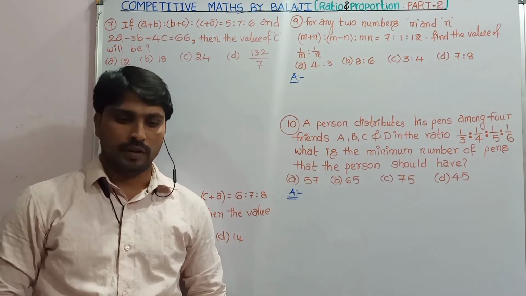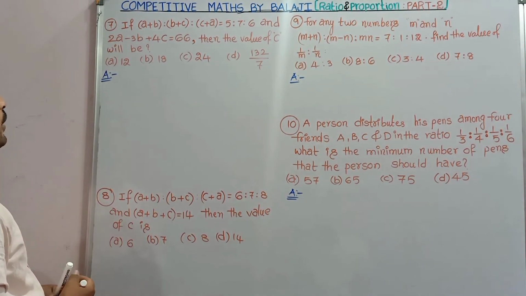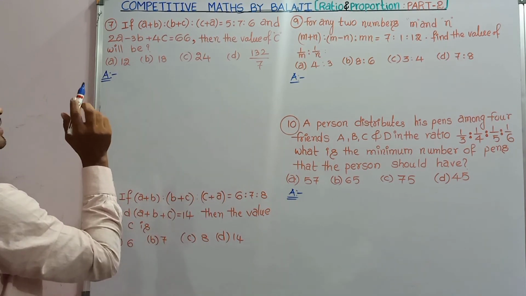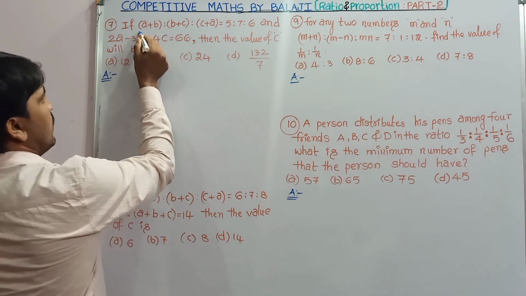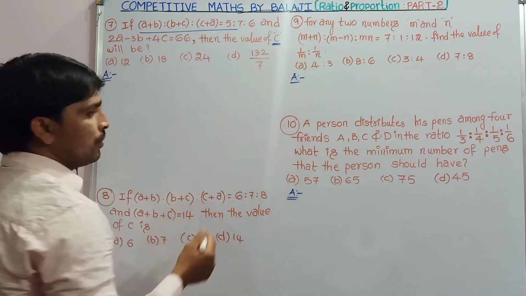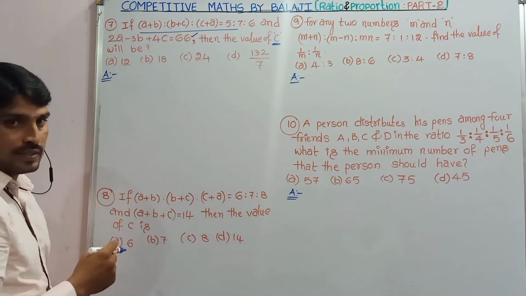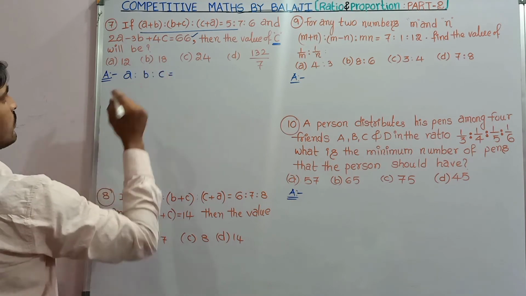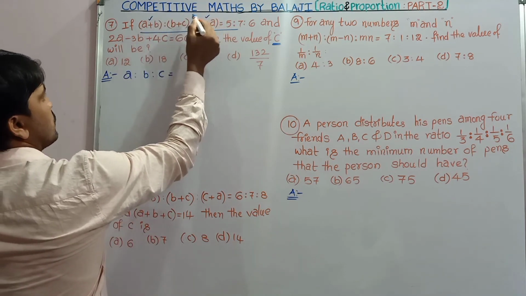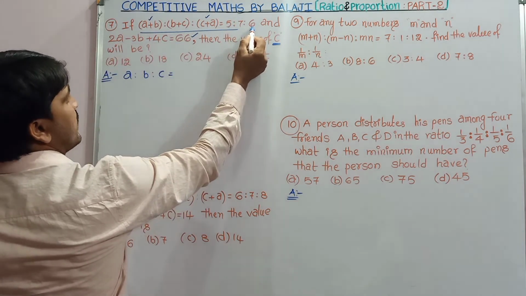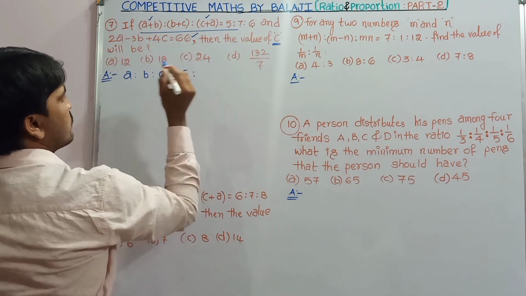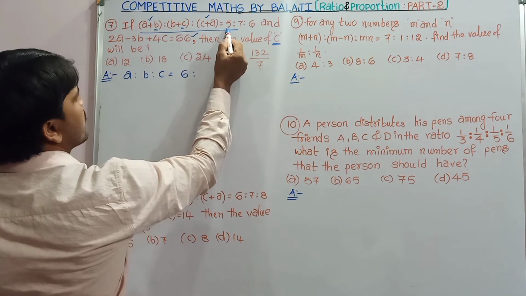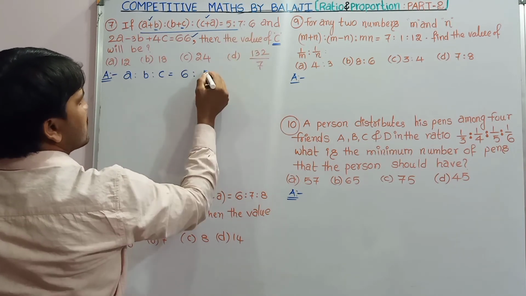Okay. Next question, 7th one. If (A+B) : (B+C) : (C+A) = 5 : 7 : 6 and 2A - 3B + 4C = 66, then the value of C is. See here, it is given in ratio and asked for the individual value of C, so we have to use this condition. Directly, how can we find A : B : C? To get A, add these two terms and subtract the third term. So 5 + 6 = 11, minus 7, that is 4. To get B, add these two terms and subtract the third term. Add the first two terms, 5 + 7 = 12, minus 6, that is 6.